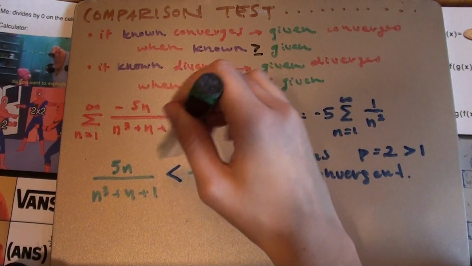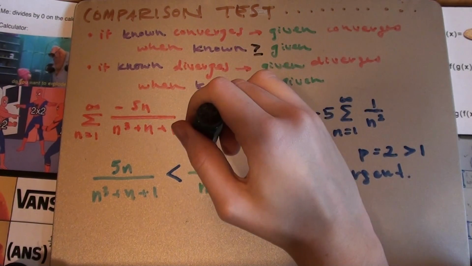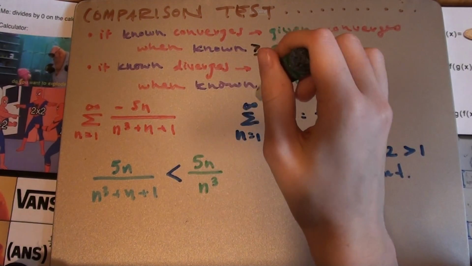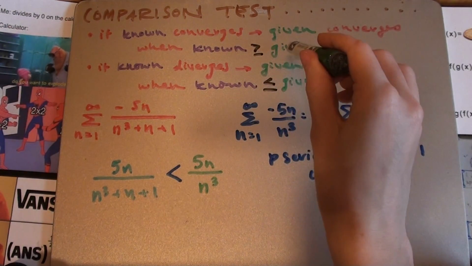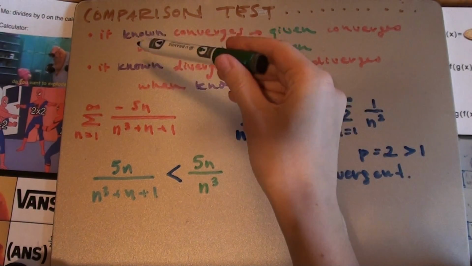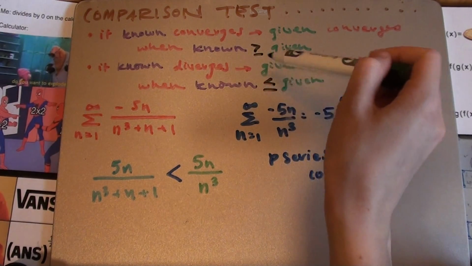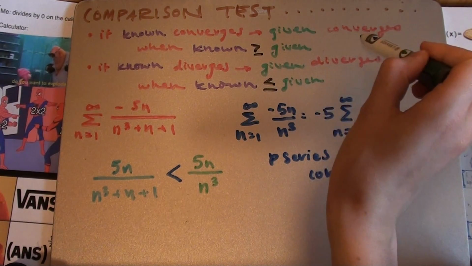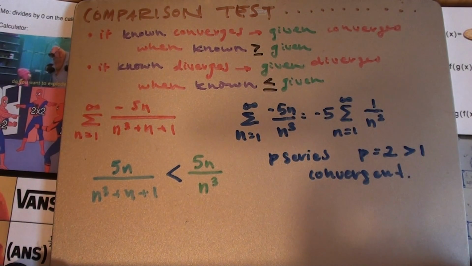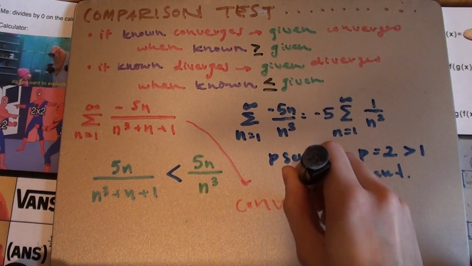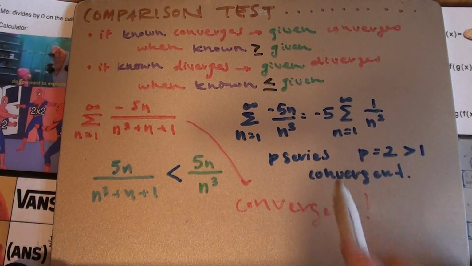Now that we've made this inequality, we know that our known series is greater than our given series. We know our known popular series is convergent. Since it's convergent and it's greater than our given, because of these two things, we can conclude that our given series is convergent. So our original series that we were working with is convergent. And that concludes our work on the comparison test.